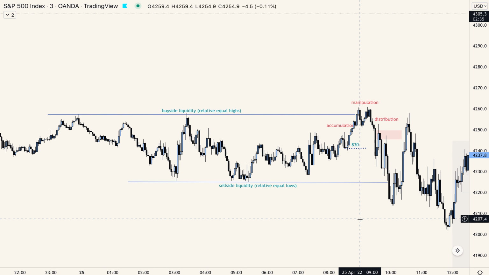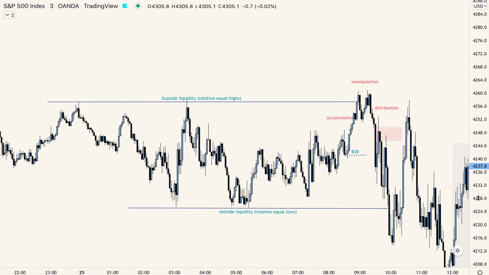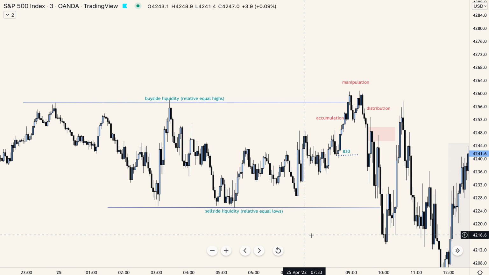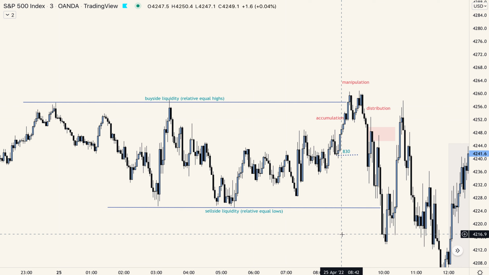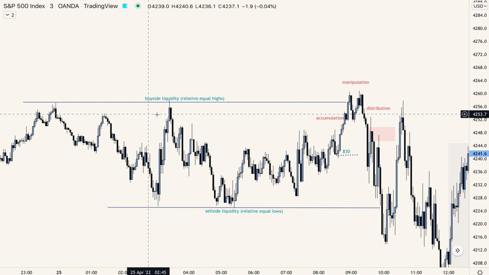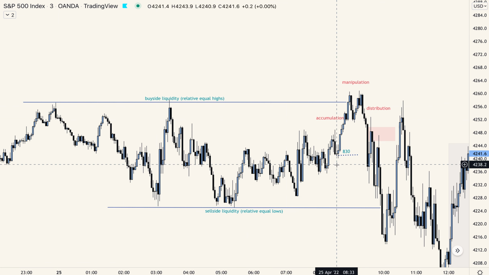Now remember, the bias for the day is bearish. There were daily relative equal lows that I was expecting price to trade in the direction of and not necessarily reach today, but it did frame the bearish bias for the day. So with the daily bearish bias, I'm looking for short setups. So as I said, we had relative equal highs here, buy side liquidity, and then we had relative equal lows, sell side liquidity. Right here is 8:30.